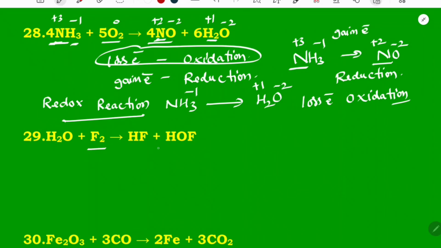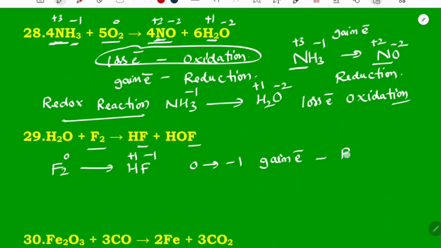Here fluorine, here F, here F. Both you can observe. So in fluorine, the oxidation number is 0. In HF, here -1 and +1. So 0 to -1 means what takes place? Gaining of electrons takes place. So gaining of electrons means that is a reduction reaction.